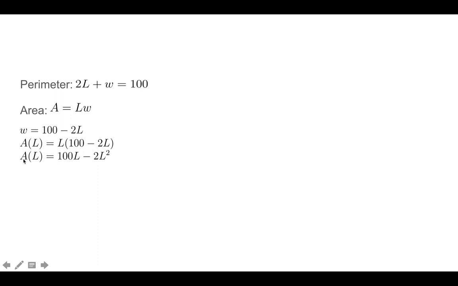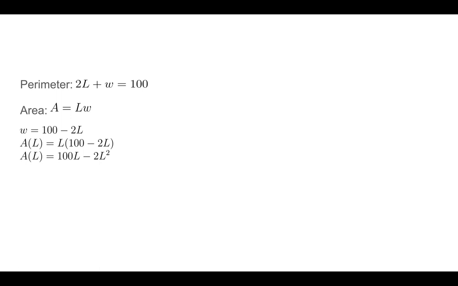Distribute the L, we get area as a function. That's not A times L, that's A of L. Is 100L minus 2L squared. That's a quadratic. It's written a little weird because we get the squared on the second term instead of the first, so we've got to be careful here. A is negative 2, and B is 100, and C is 0.